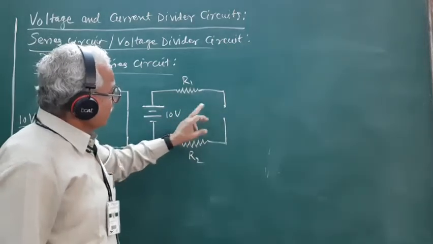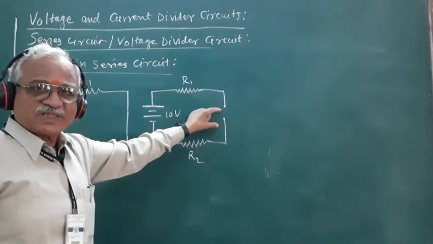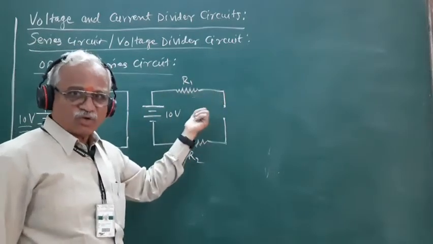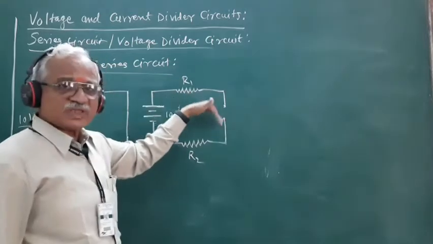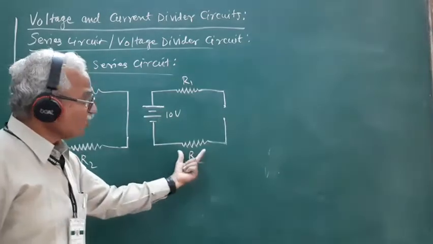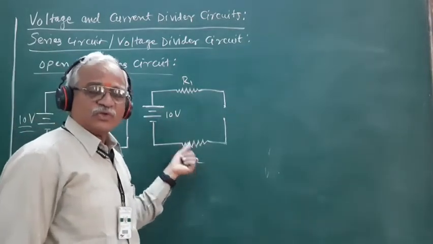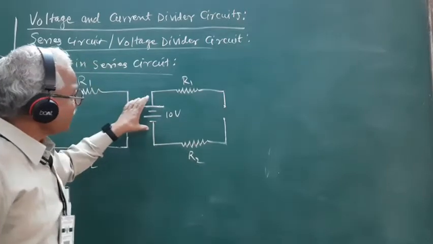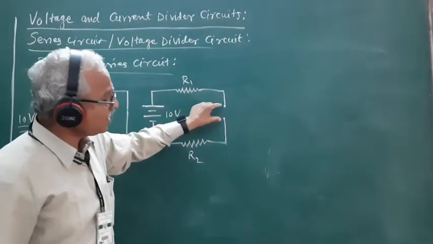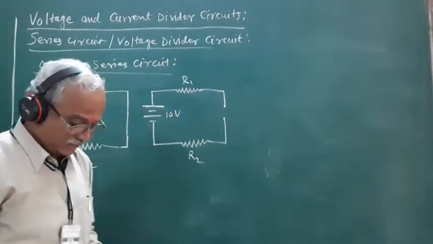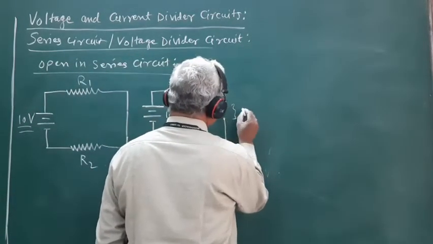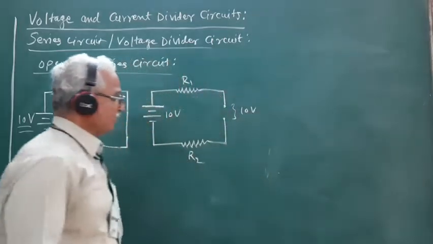If the resistance between these open terminals is infinite, will there be current flowing through the circuit? There will be no current. If there is no current flowing through this circuit, no potential drop will be developed across R1. Similarly, no potential drop will be developed across R2, such that whatever the voltage is applied here with the help of this source, all that voltage will appear across the open terminals. So the potential drop here will be 10.